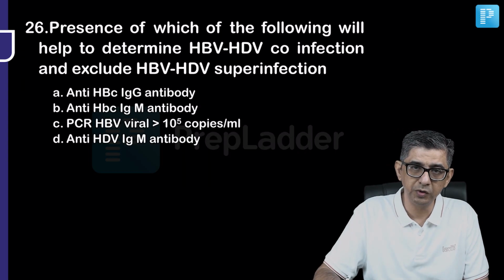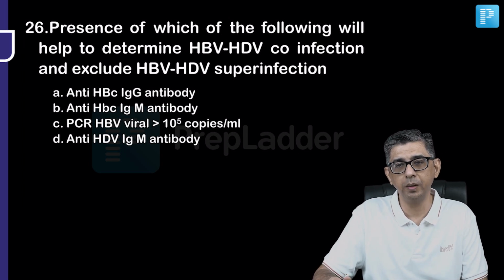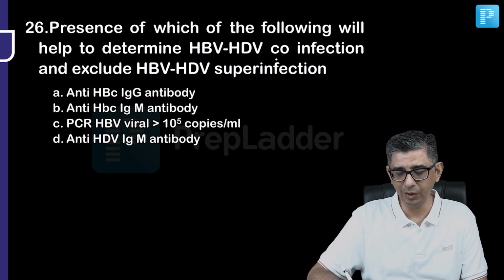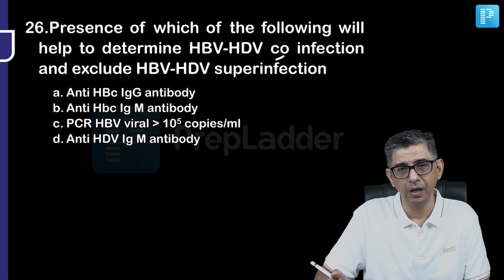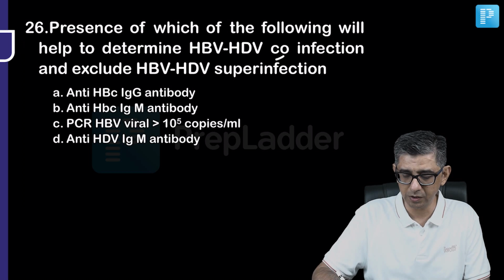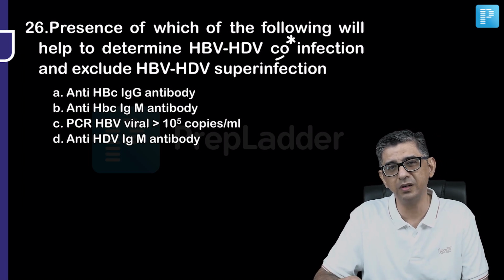Coming to the next one, which was more of a conceptual one, he said presence of which of the following will help you determine a hepatitis B and D co-infection and exclude hepatitis B, D super-infection. I think in the morning session, they had mainly asked about the co-infection component. In the evening, they talked about super-infection. So let's get the concept right.